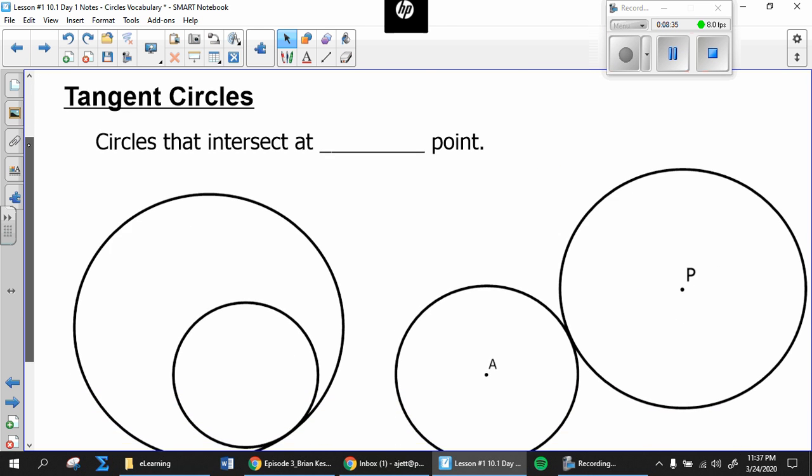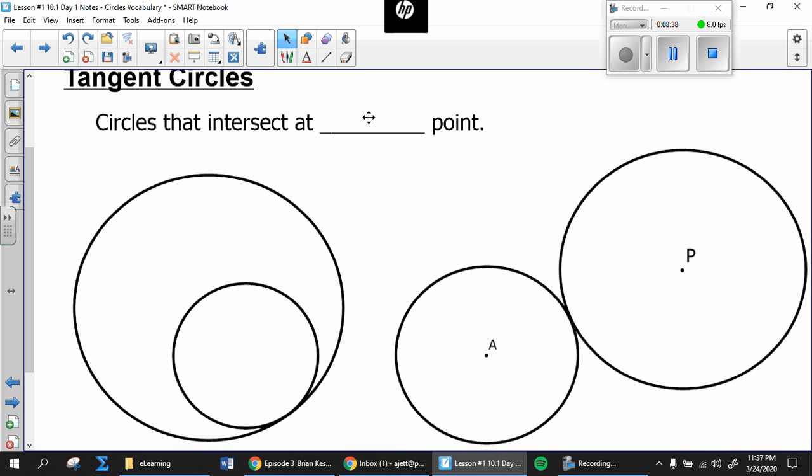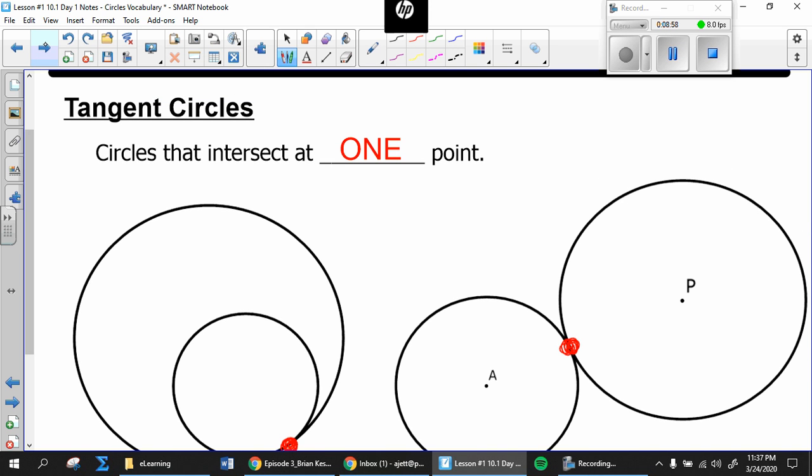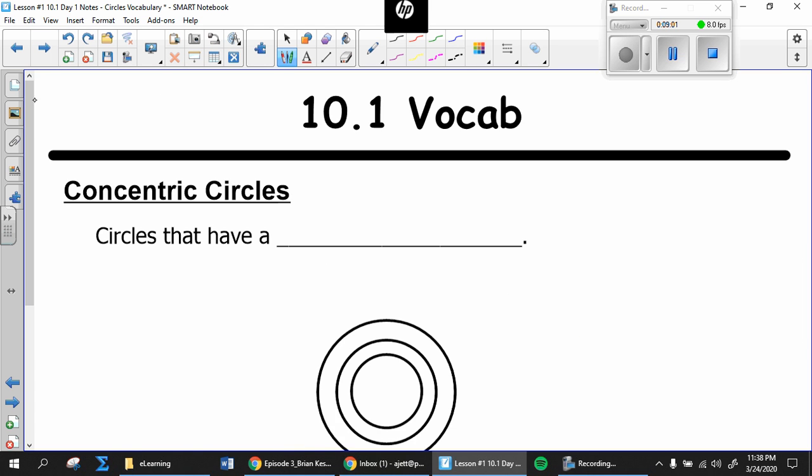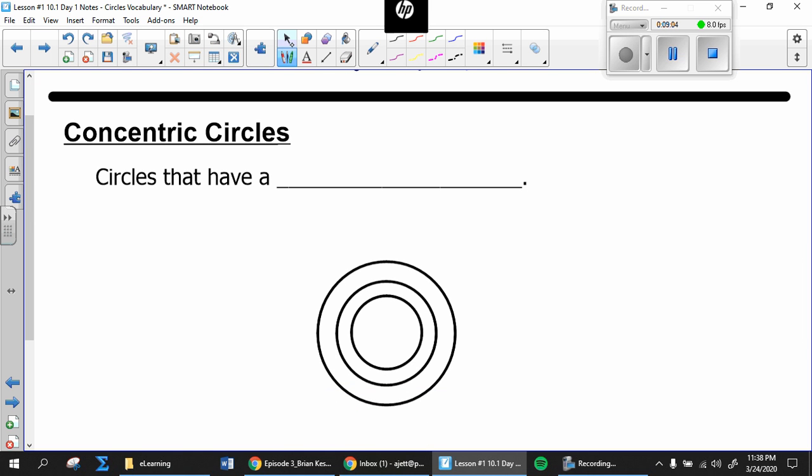Now, just like tangent lines, we also have tangent circles, which mean similar things. Tangent circles are circles that intersect each other at 1 point. If I go down here to this example, these 2 circles only intersect right there. So those are tangent circles. Concentric circles: if you look at all these 3 circles right here, you might be able to tell they all have the same center. So concentric circles are circles that have a common center point.